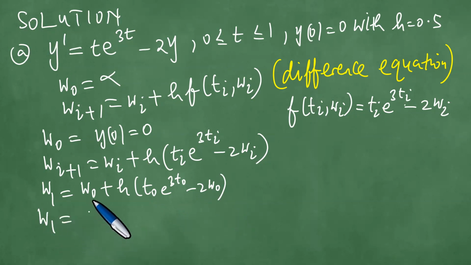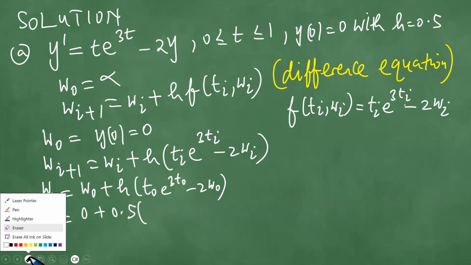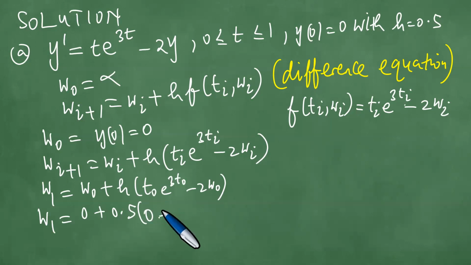Which means W0 is, okay, so this is 0 plus, what is H here? Okay, 0.5. So it's 0.5 times T0. We saw that T0 is 0, so it's 0 e to the 3 times 0. Just to write it clearly here, it's going to be exactly 0 e to the 3 times 0, minus twice W0. What is W0? It's 0 in this question.